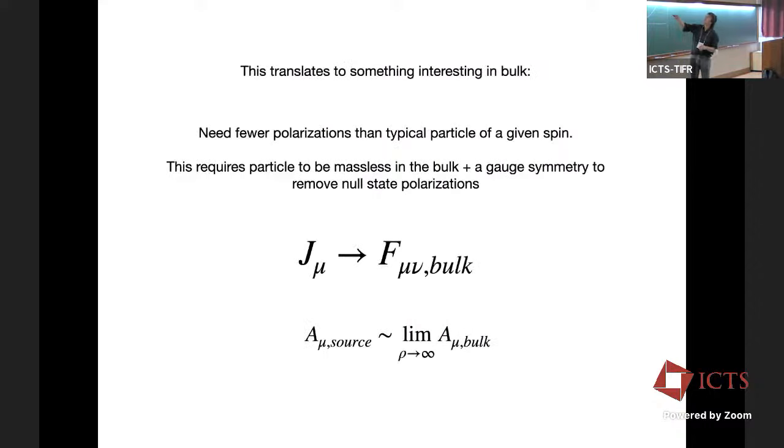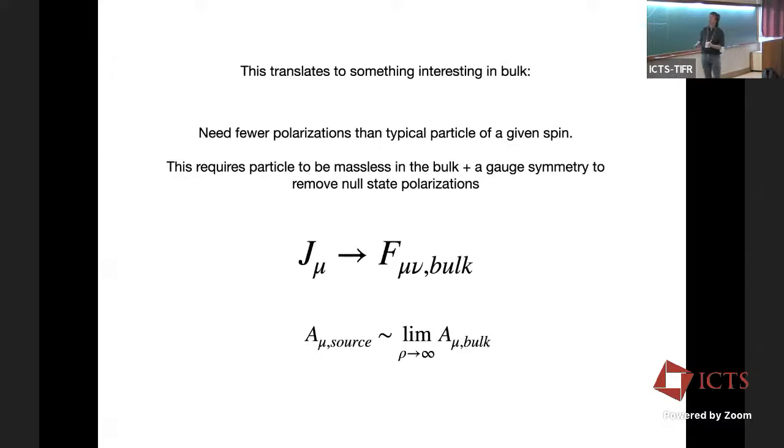What I tell you is that this translates to something interesting in the bulk. So if states that would always be there are absent, that should also be true on the gravity side. The states that would otherwise be there are absent. And it's not just one state that is absent. It's an infinite collection of states, because descendants of null are null. So what that means is that you have to have a theory where the typical particle has some missing polarizations in the bulk.